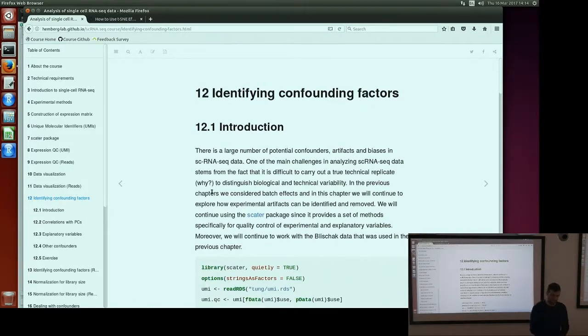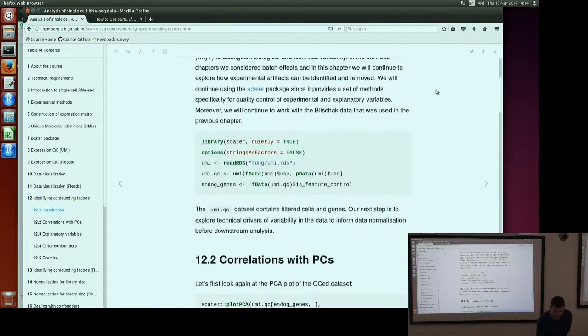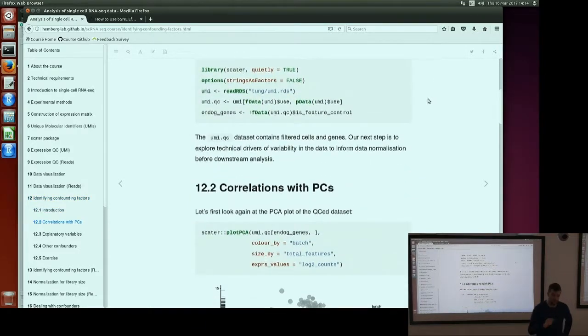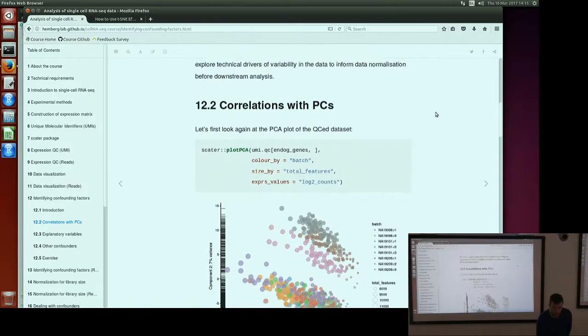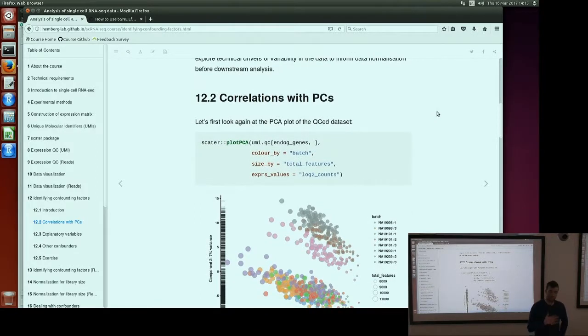So things like PCA are quite useful for visualizing the cells and trying to find structure, but there are a few more tools in scater that we can apply to get deeper into identifying confounding factors. Here again we're back to the UMI data, and so the UMI QC data set is what we'll address here. Having QC'd and filtered out the cells that we don't want to use, now we can think about what processes, especially technical sources of variability, seem to be underlying variation between our cells.